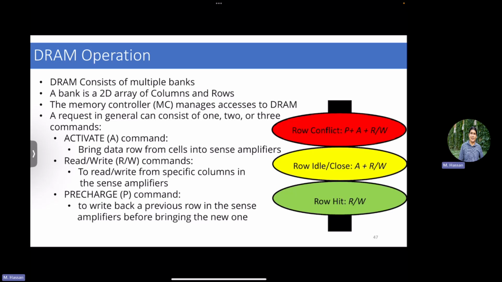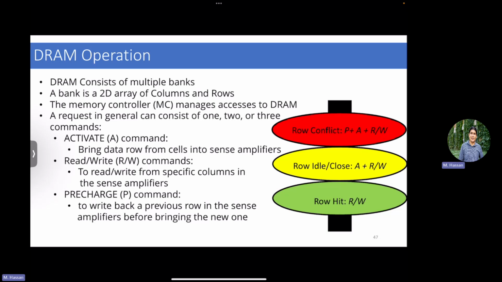This is a graphical representation of the three scenarios you mentioned. Green is your best case, and red is your worst case. Your best case is you hit in the row buffer, so you only need a read or write command. And from last time, if you recall, we said this is 10 to 15 nanoseconds in access time. Good. And then the scenario in the middle, the yellow one, is where your bank is idle.